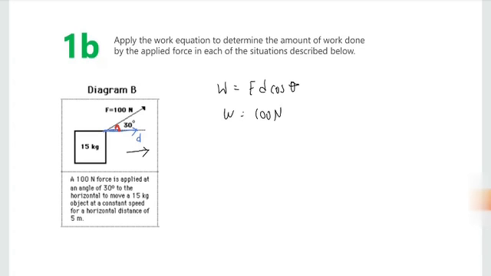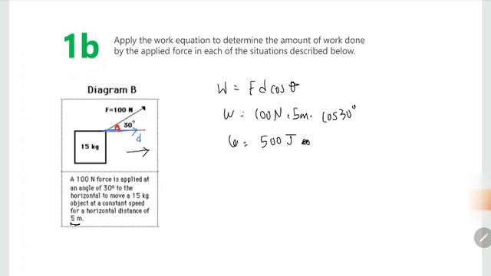Pero diagonal, yun ay diagonal force. What you want to get is the horizontal component of that force. Kasi yung horizontal component ang magkakos ng horizontal displacement. That's why you have a cosine 30 here. So what's the displacement? 5 ulit. Times 5 meters. So 500 joules.